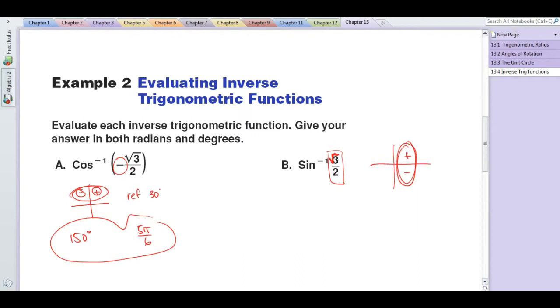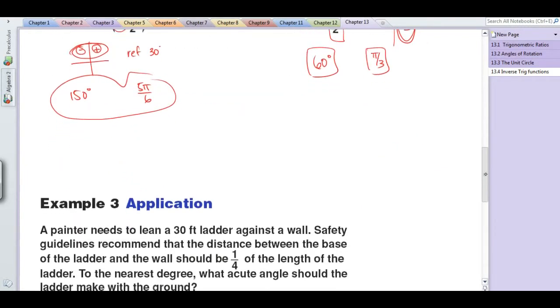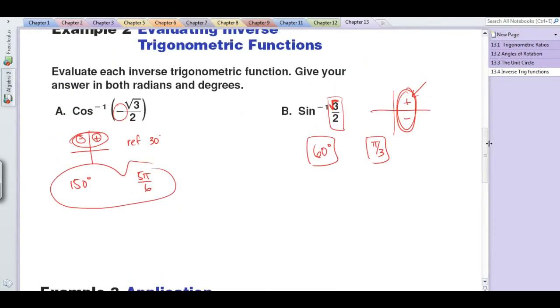So again, sine is your bottom fingers, so make sure you show 3 fingers on the bottom. And if you do that, you have a 60-degree angle, or what we call pi over 3 in radians. And there's our answer. Notice I only gave a quadrant 1 answer because the root 3 over 2 was a positive number. And end of story. And we'll come back and do an application.